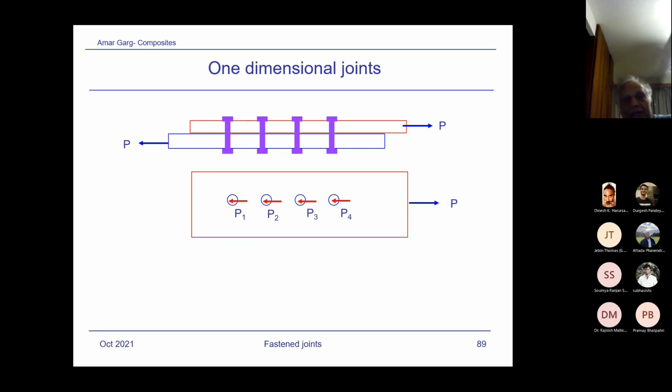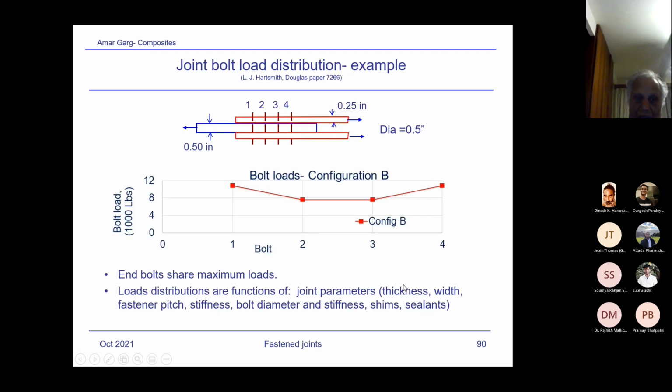Okay, now one-dimensional analysis, one-dimensional joints. If we are considering multiple fasteners, like 4 fasteners, in order to do the load share analysis, one can consider the fasteners as springs and use the stiffness characteristics of each one and write the equilibrium equations to determine the fastener loads on each one. They will be unequal. I've taken this example from the joint load distribution done by John Hartsmith, just to illustrate the point of unequal load distribution.